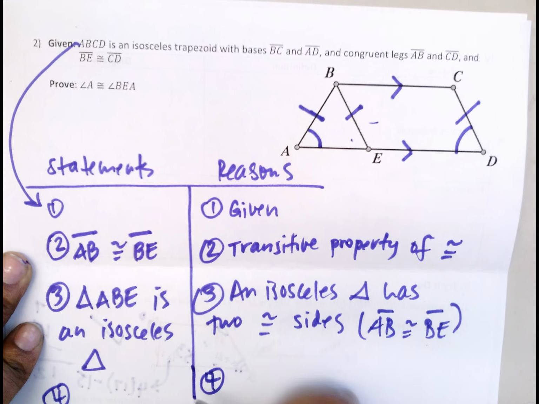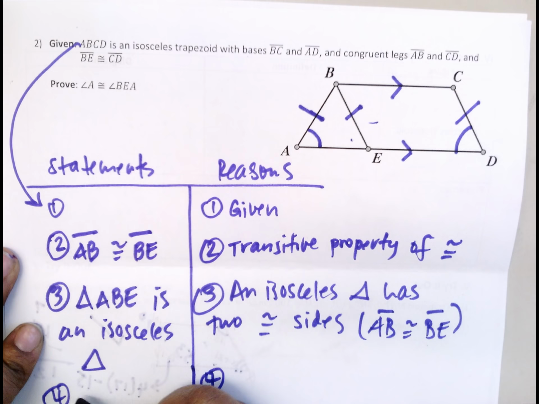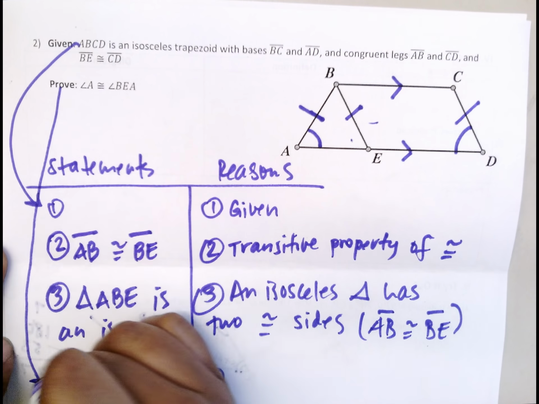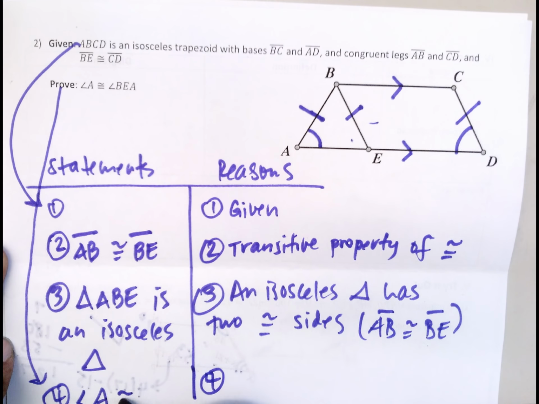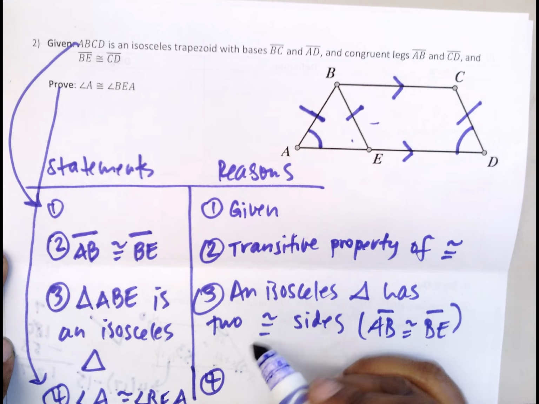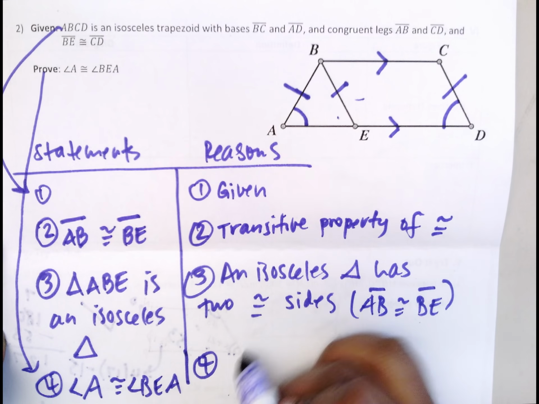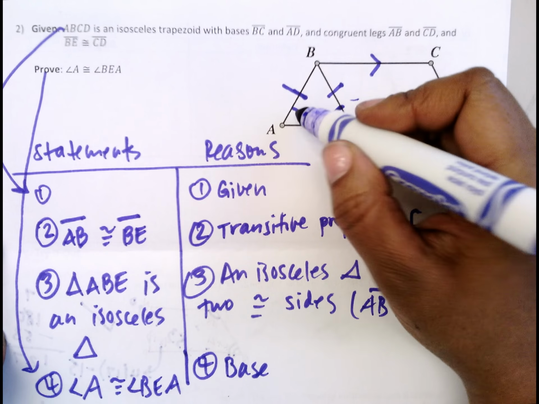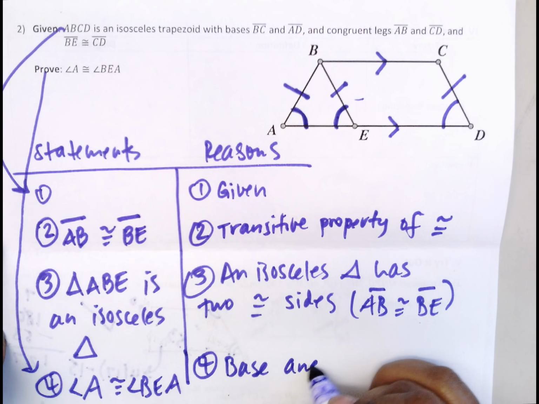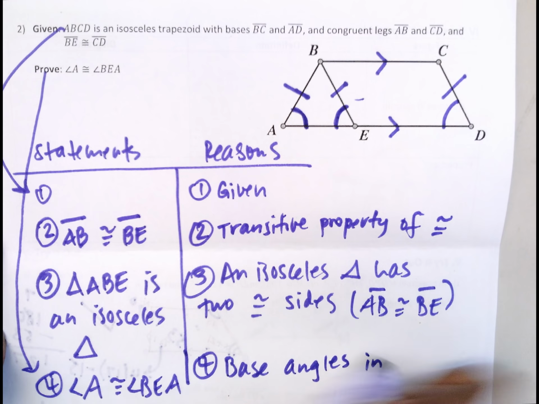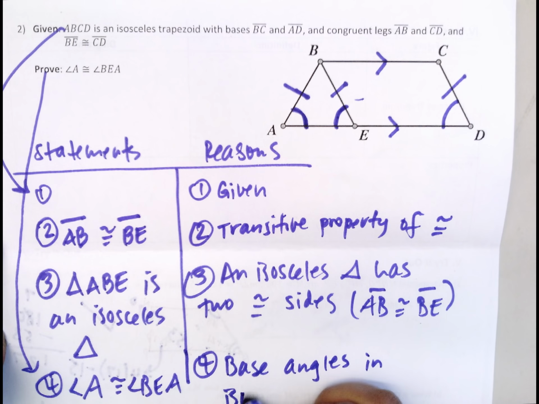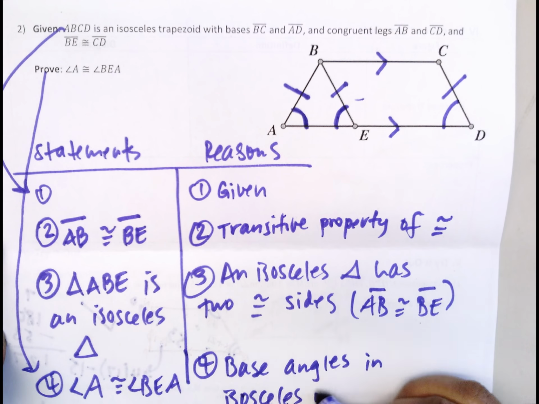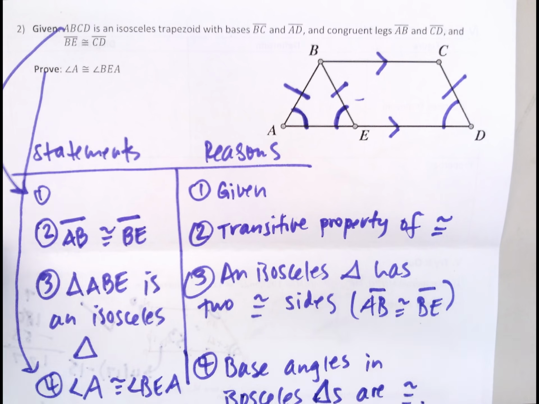And the final statement is what we're proving, which is that angle A is congruent to angle BEA because base angles, that just means these two angles here, base angles in isosceles triangles are congruent, okay?